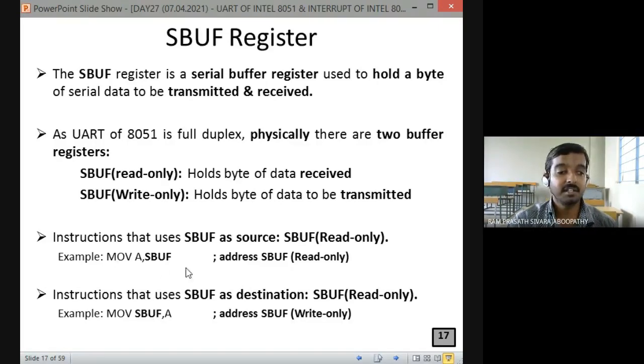Similarly, for reception, when the interrupt comes, if you read SBUF you get the value. That is the received byte of data. I hope it is clear now. The same name SBUF is used for transmission as well as reception, but physically there are two registers available. That you have to understand. That's why we say it is full duplex: it can transmit and receive at the same time.